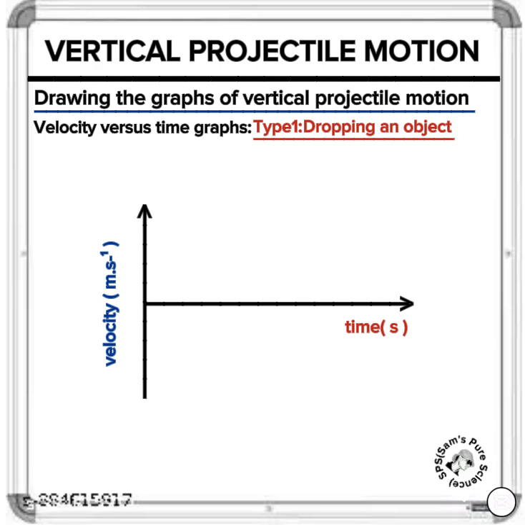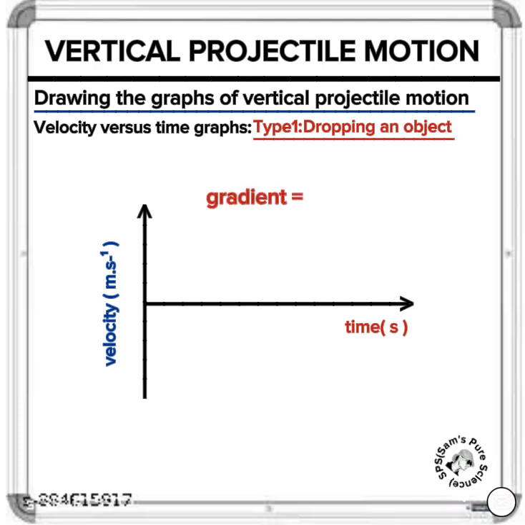Let me ask you a question. What is the gradient of velocity versus time graphs? Hope you got it. The gradient is gravitational acceleration. The gradient of velocity versus time graphs is always gravitational acceleration. Let me tell you why.